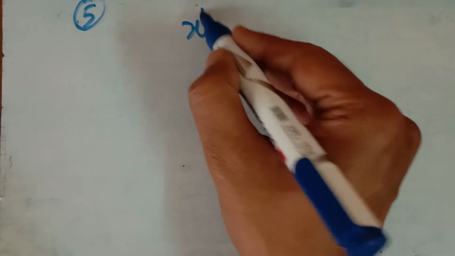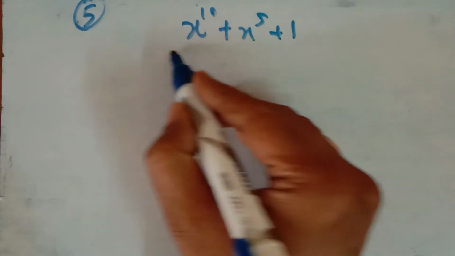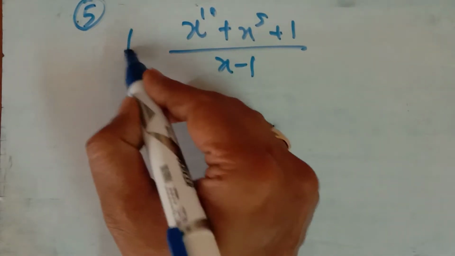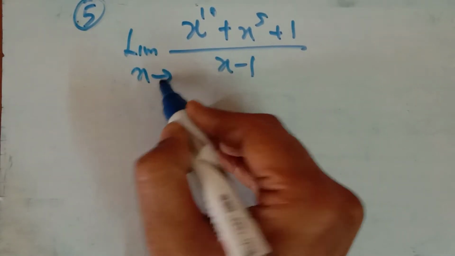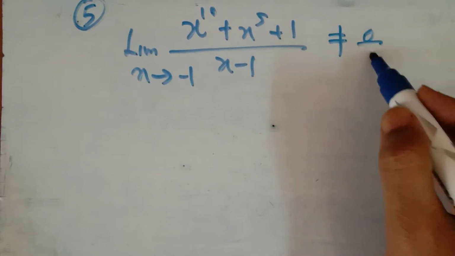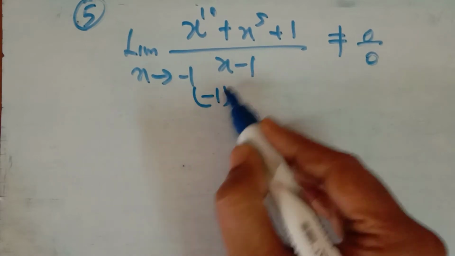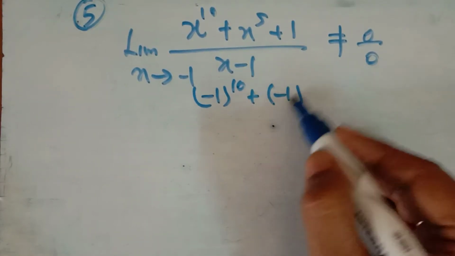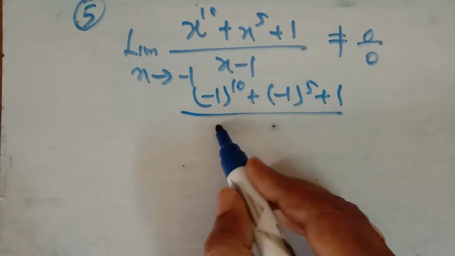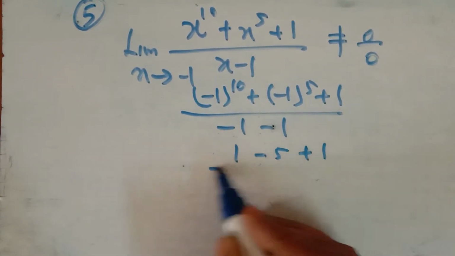तो आप directly replace करके find करेंगे. Question number 5, we have x की power 10 plus x की power 5 plus 1 upon x minus 1, limit x goes to minus 1. Again you are not getting 0 upon 0 when you are putting x equal to minus 1 here directly. So minus 1 की power 10 plus minus 1 की power 5 plus 1 upon minus 1 minus 1. So 1 minus 5 plus 1 upon minus 2.